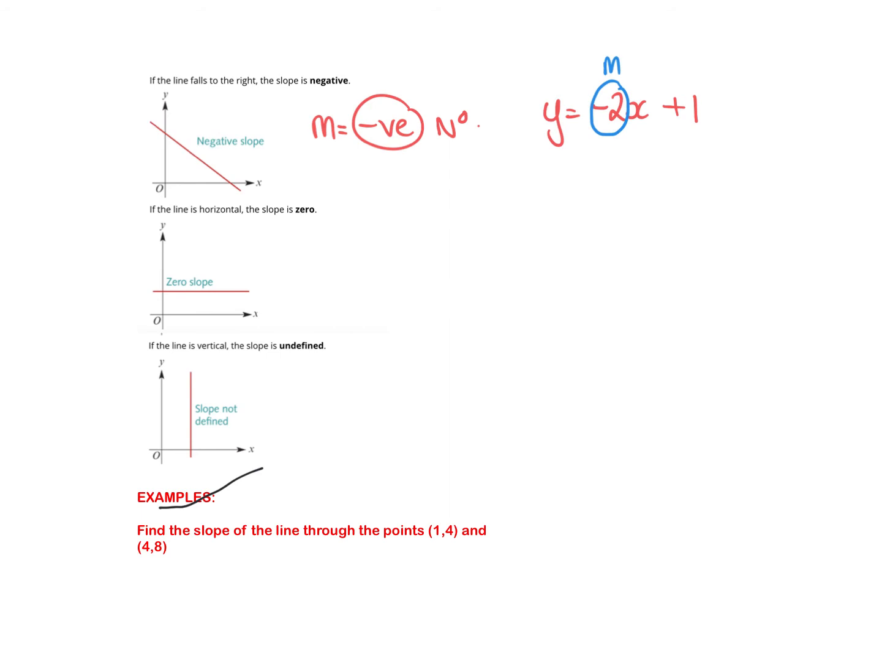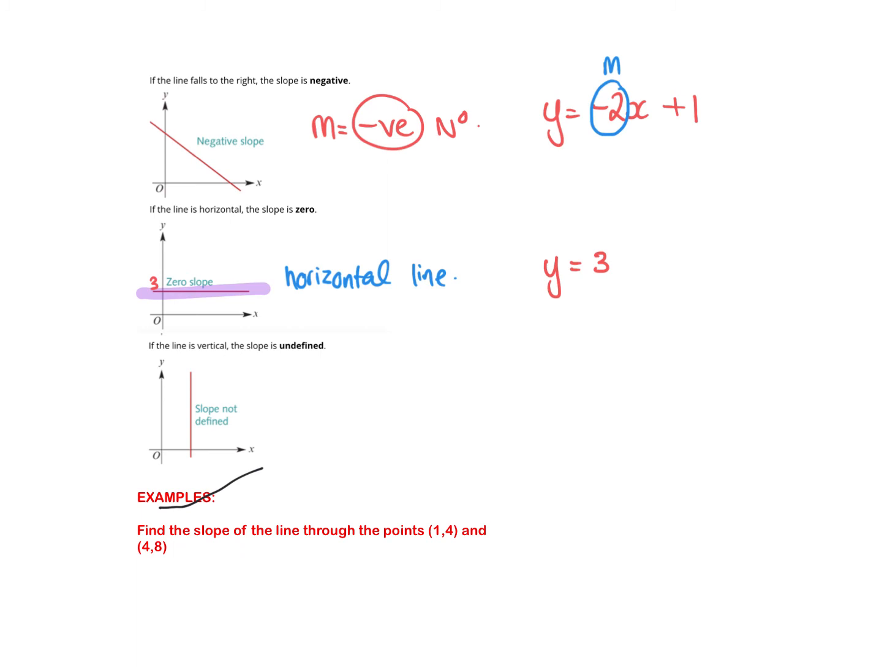Now when you have a 0 gradient, it's flat like this, so a horizontal line. So you might want to write next to that, it's a horizontal line. And an example of that would be y equals, it'll just be a number. So I might say y equals 3. So you can see there's no x number in there, no number with an x in front of it.